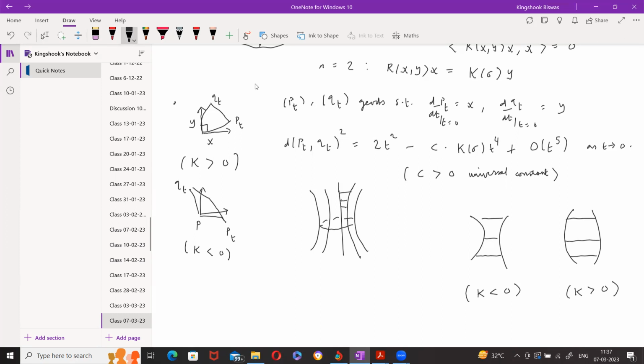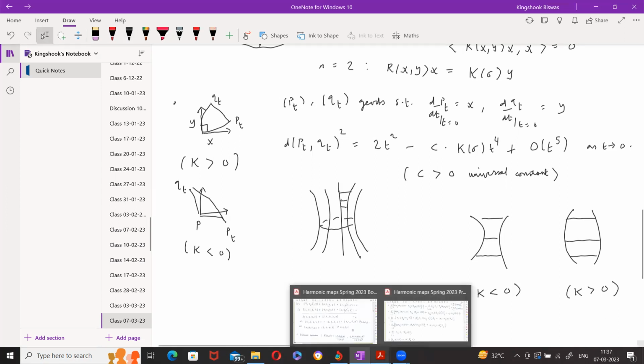All right. So we don't have time to go into why the distance function is convex and so on. That needs some calculations, which we haven't developed the machinery for. So that's just a brief introduction to sectional curvature.